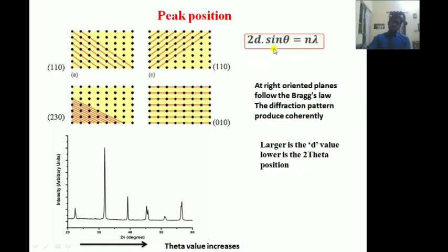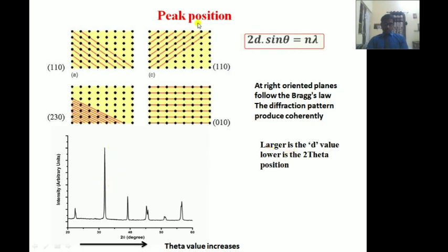That leads to the conclusion that if the d value is larger, then the peak is shifted to the lower value of 2 theta position, like this. That means if this is the largest d value, then this peak is the peak for the plane 010. So here we always try to incident the X-rays in a manner that increases the probability of a rightly oriented plane, such that the right oriented plane follows Bragg's law, and when it follows Bragg's law, the diffraction pattern is produced coherently. Then, and only then, you get the peaks.